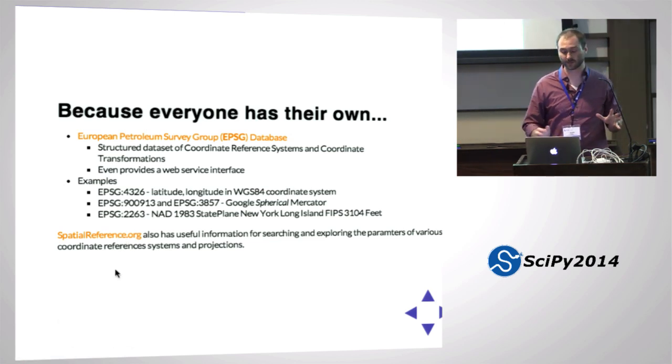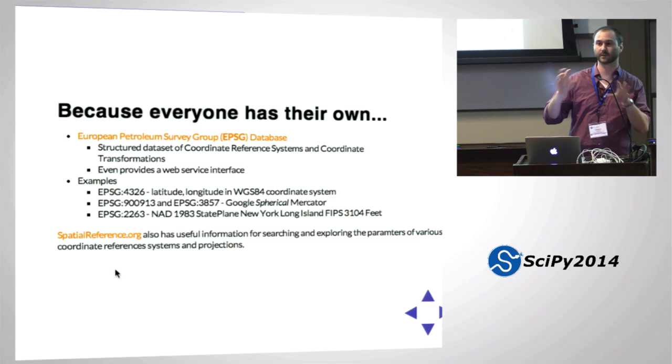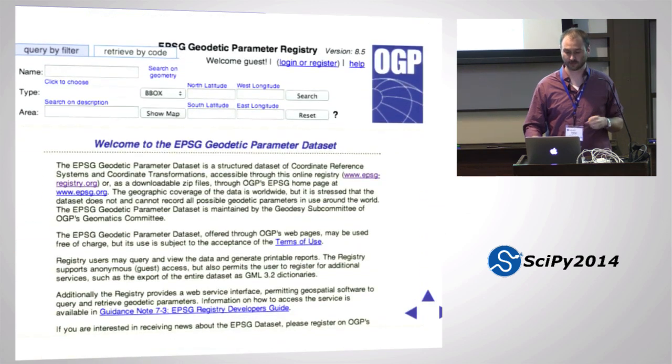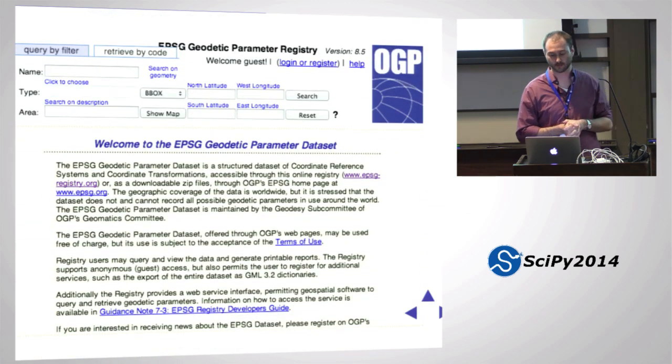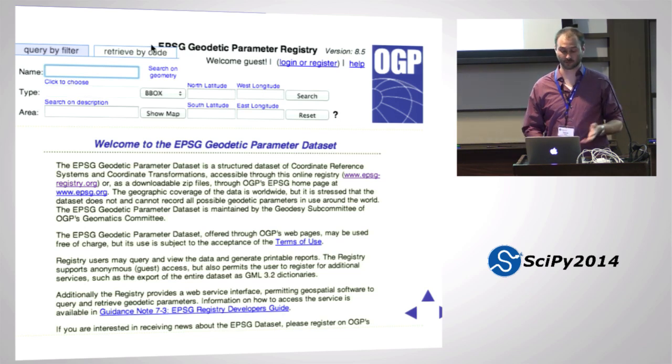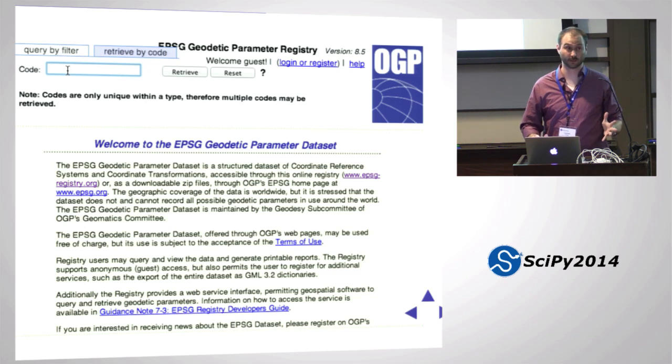Spatialreference.org is also a useful website, which you can use to search for different projections and which ones in which areas you should use. This is what the website looks like, and you can click here, and if you know the name of the EPSG code, you can search for it, and that's very handy. But I've given you the codes for everything that you're going to need for today.